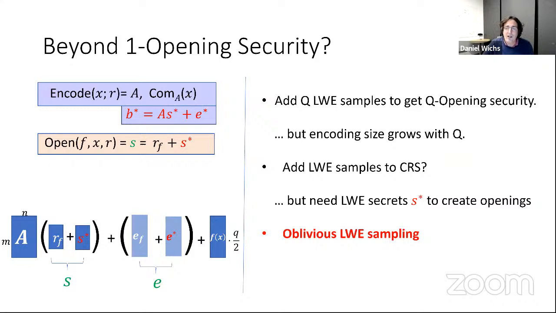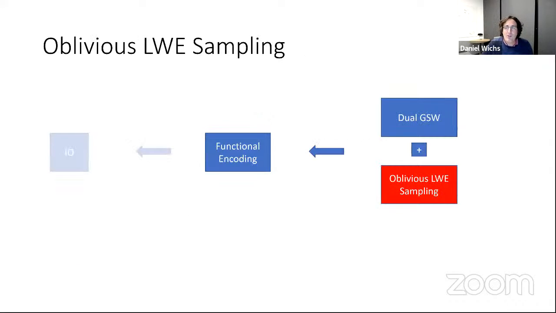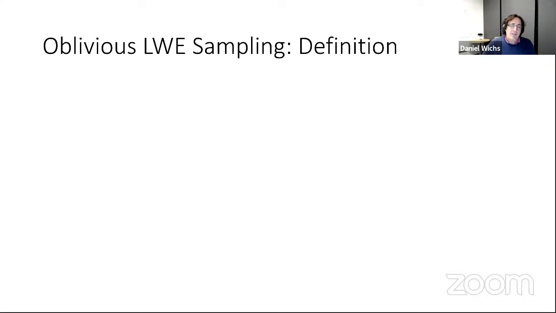And so that's where oblivious LW sampling comes in. We're going to use oblivious LW sampling to essentially get the equivalent of just having many of these LW samples part of the encoding without making the encoding large. Okay, so I'm going to define this notion of oblivious LW sampling and, well, I won't show you, I'll just claim that you can plug it into the previous construction and it'll work to give you a functional encoding. So let me give you the definition of this notion.